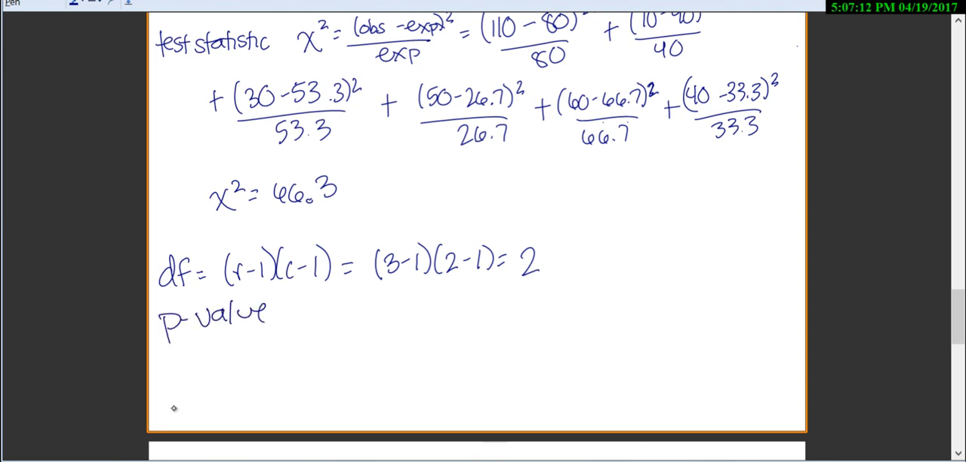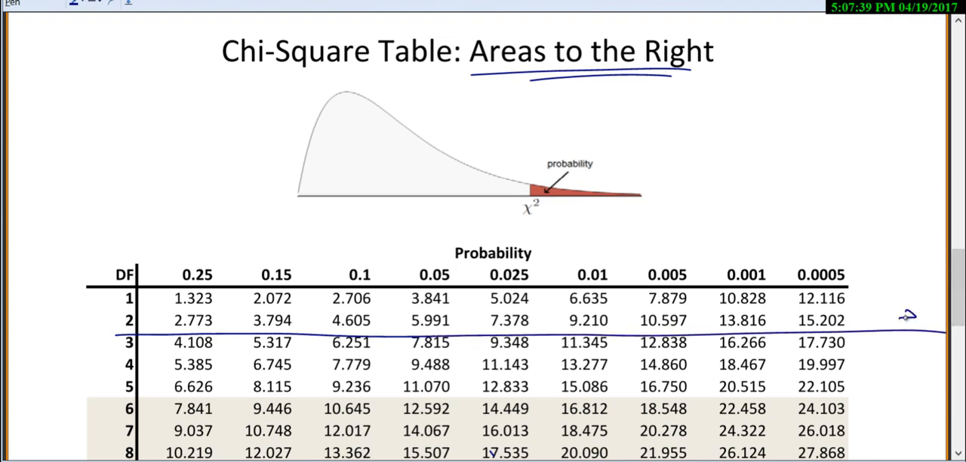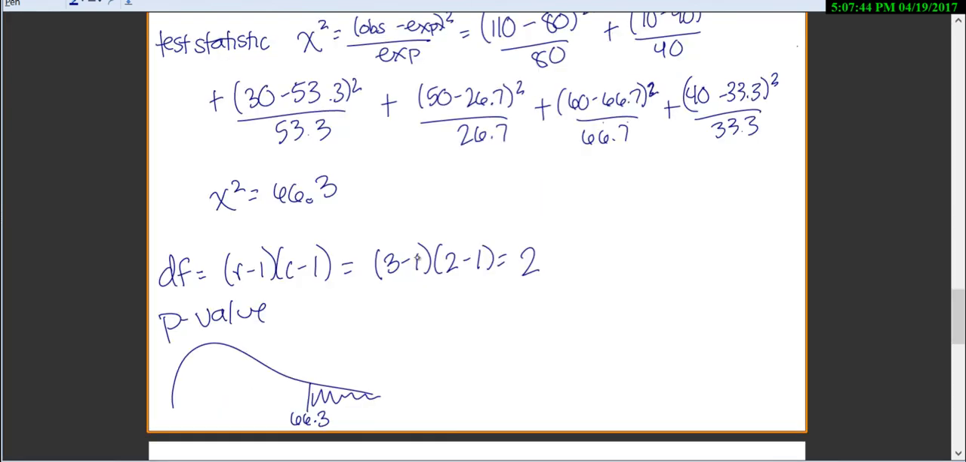Our p-value: here's our chi-square test statistic of 66.3. And remember, we always want the area to the right. So we need to pull up our chi-square table. Make sure you use the chi-square table that has areas to the right. We want the right one. And we had 2 degrees of freedom, and we're looking for the number 66.3, which is going to be somewhere way, way off here. So my p-value is less than 0.0005. Really, I think it's probably going to be very close to 0 because that's such a huge chi-square test statistic.